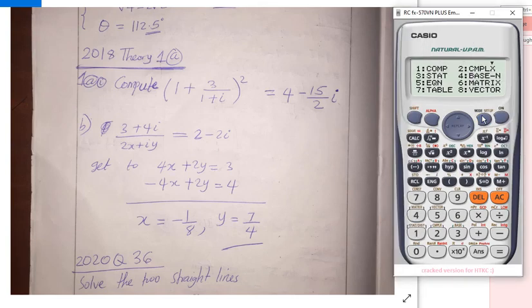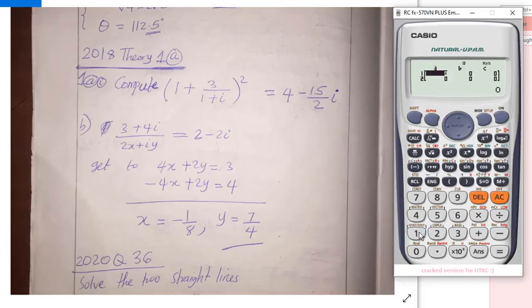You can see I will press mode, go to number 5, equation. Do you see that? Number 1 is x and y, that is simultaneous equation. Number 2 is x, y, z, that is simultaneous equation of 3 unknowns. Number 3 is a s squared plus b s plus c, that's quadratic. Number 4 is a s cubed plus b s squared plus c s plus d, that's polynomial. Do you understand?